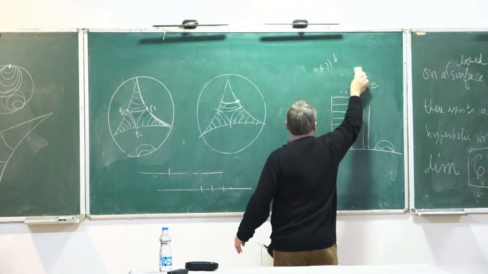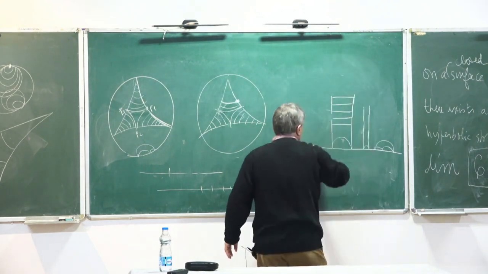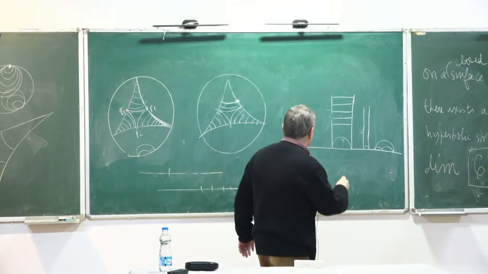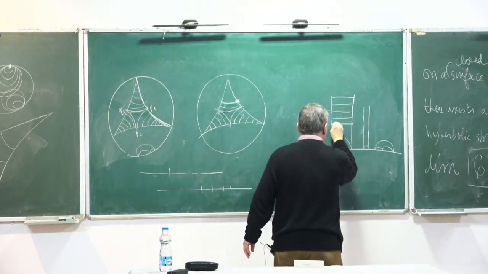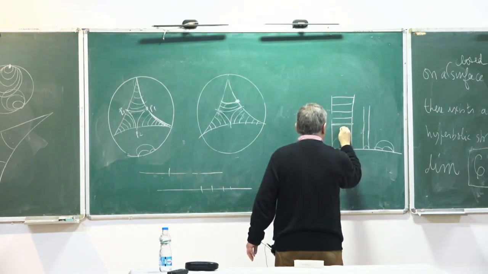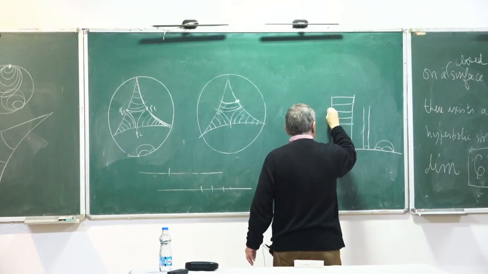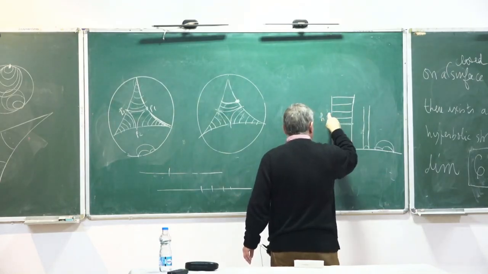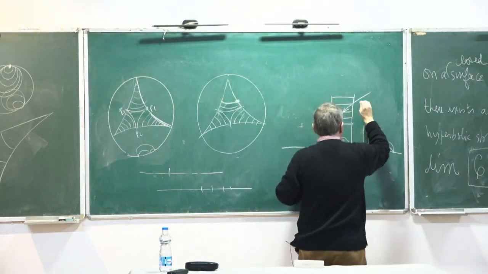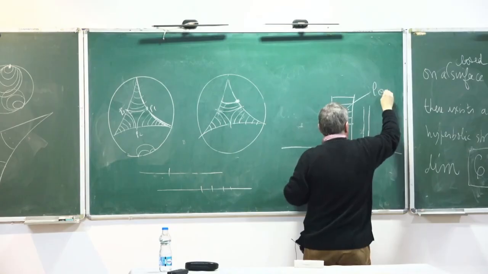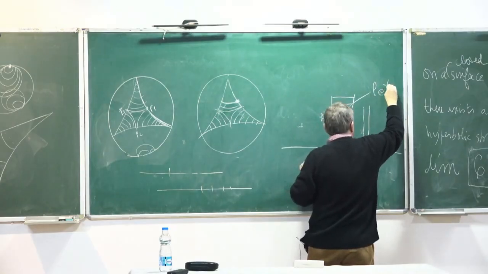And what I want to say is that if I have a piece of horocycle here of length, let's say, L, and here height h, then the length here will be L exponential of minus h.